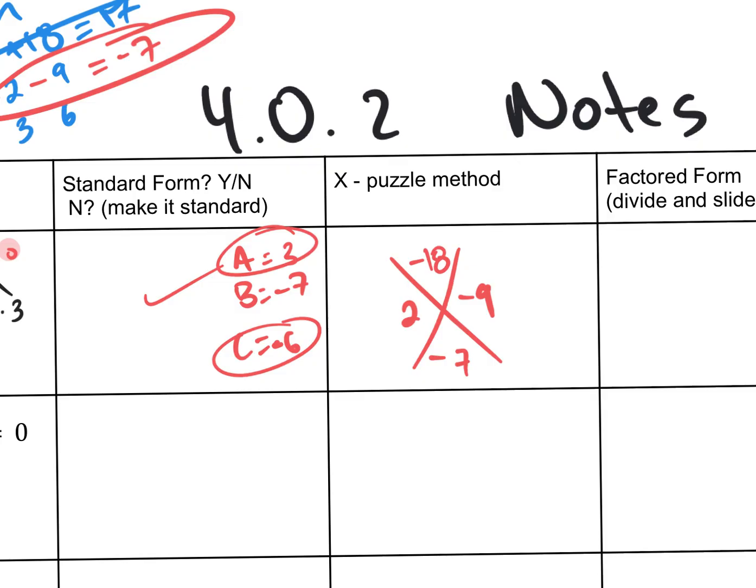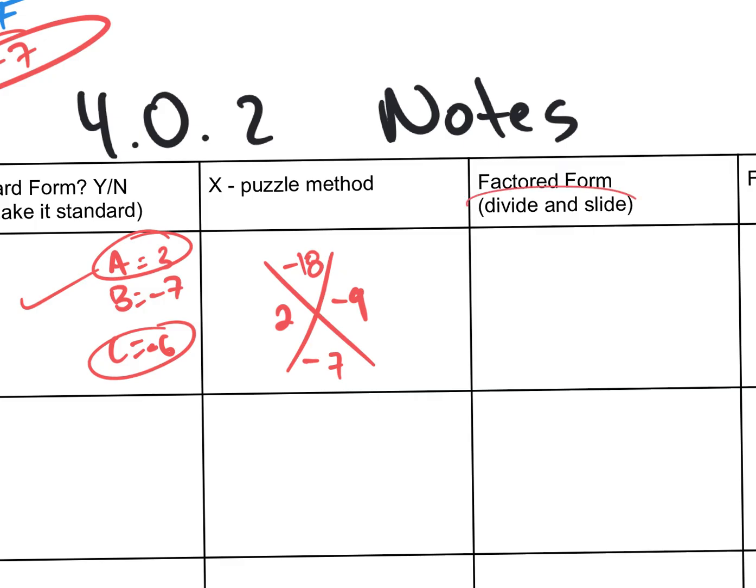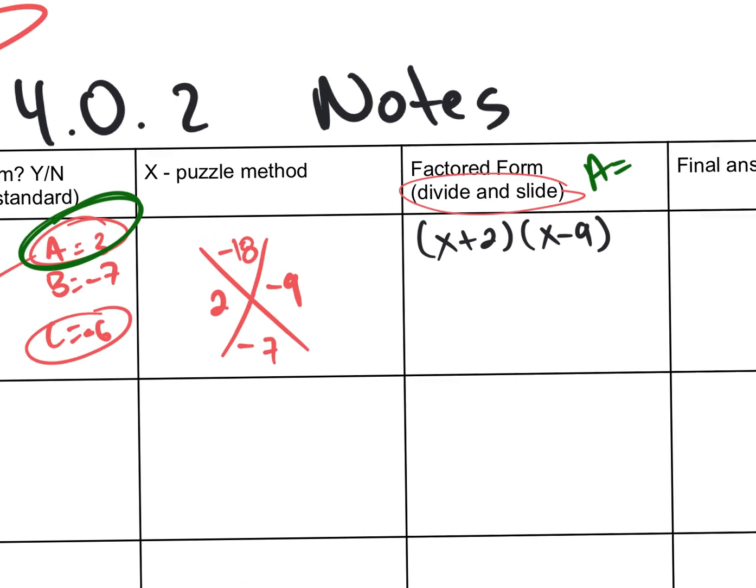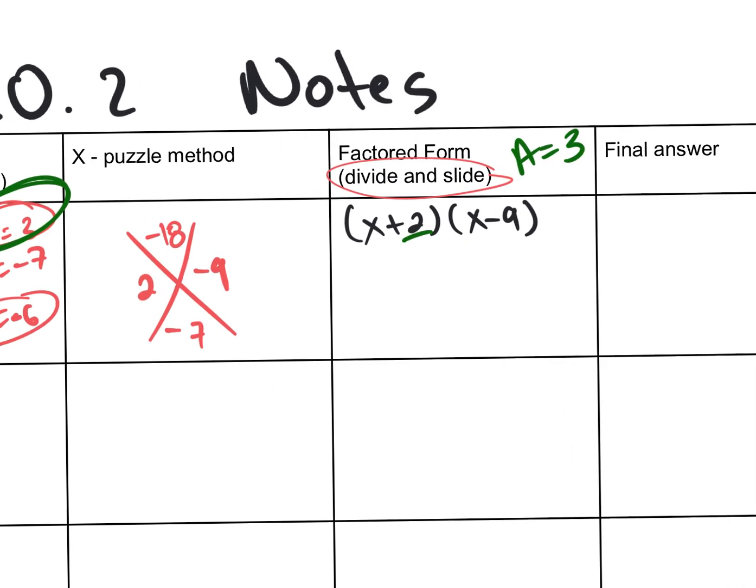Now from here, we're going to do something called divide and slide. We set it up just like before. We put our answers in parentheses. But then we're going to divide and slide by the A value. Always the A. Whatever your A was, that's what we use. So A was 3. So we're going to divide by 3.